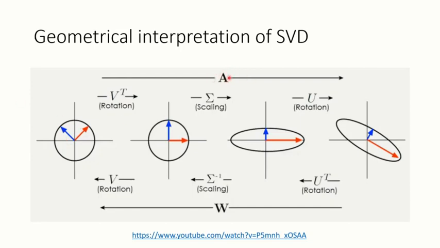So the matrix A will be described as an operator containing both rotation and scaling. And you decompose A into three matrices and use the three matrices to describe the property of A if you consider A as an operator.